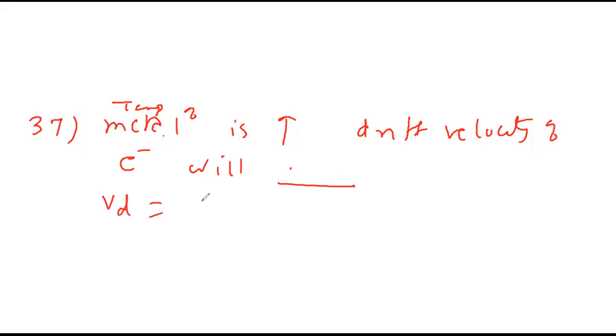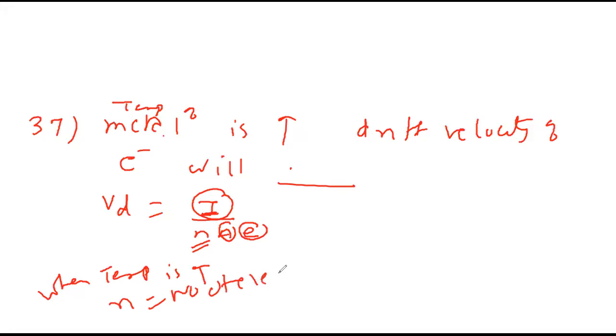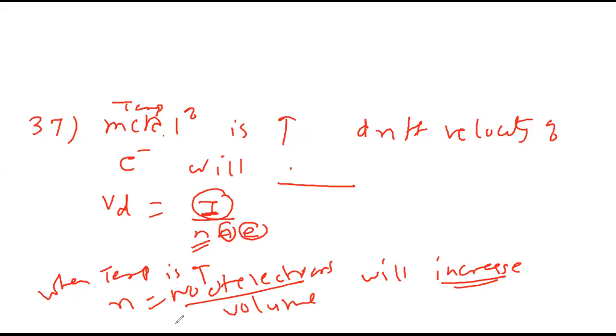Drift velocity is I upon NAE. I means what? V by R. And A is area of cross section, E is electron charge. These three are constant. Now, number of electrons per unit volume, N. When temperature is increased, then N will increase or decrease? Increase हो जाएगा, मतलब हीट करेंगे तो ज्यादा इलेक्ट्रॉन बाहर आता है ना.